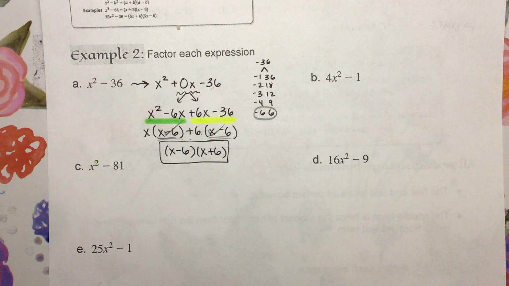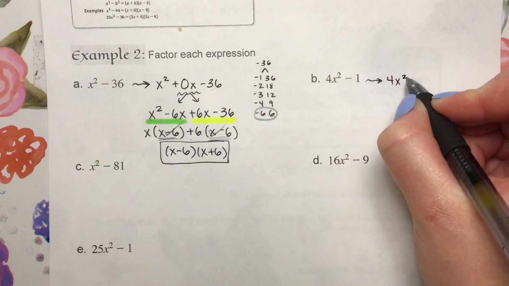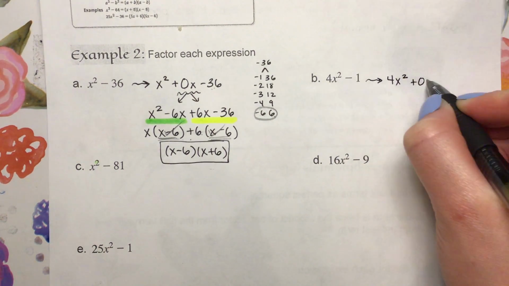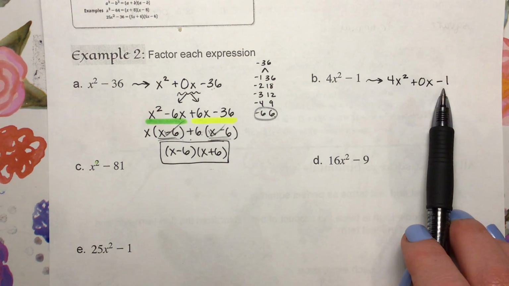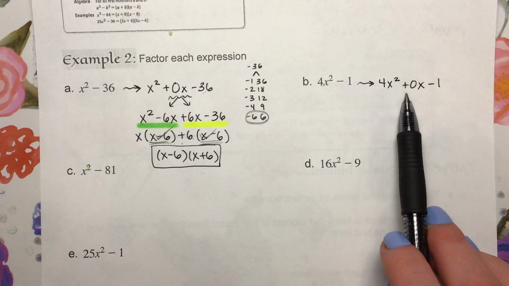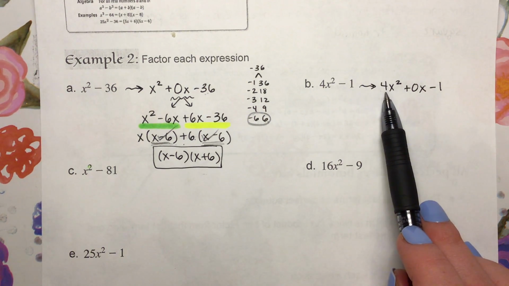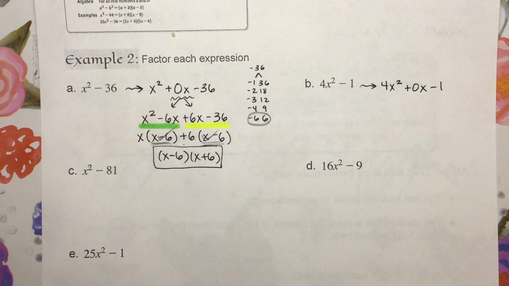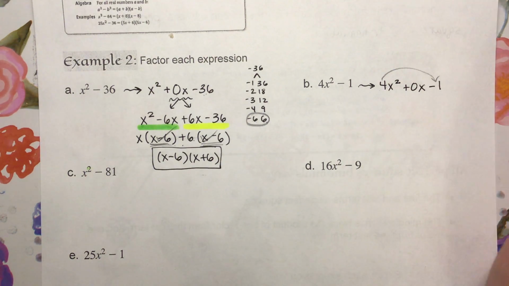So we've got 4x squared minus 1, and we can rewrite that middle term, if we like, as a 0x. So I'm going to have 4x squared plus 0x minus 1. Now, if we're going to do this the long way, we cannot find multiples of negative 1 that add to 0. We need to find multiples of negative 4 because this leading coefficient is not 1. I have to take that 4 times that. So now I'm looking for things that multiply to negative 4 but add to 0.